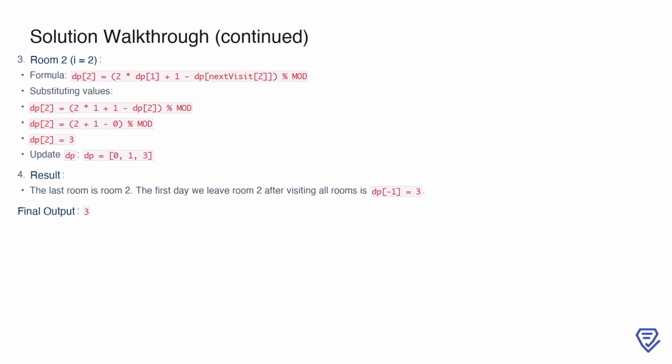Updating the DP array, it becomes 0, 1, 3. With room 2 being the last room, the first day we leave room 2 after visiting all rooms is DP[-1], which is 3. The output for this example is therefore 3.